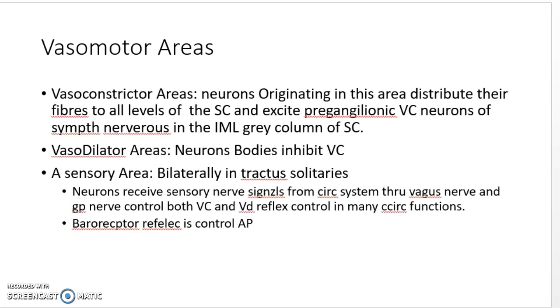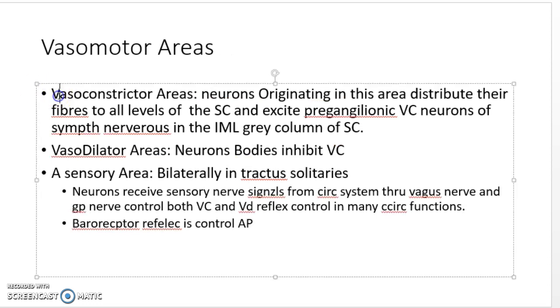The vasomotor area can be divided into three parts: vasoconstrictor, vasodilator, and of course the sensory. The sensory area receives impulses from both the glossopharyngeal and vagus nerves, and they cause both vasoconstriction and vasodilation. This is a part of the reflex control of circulatory function, because it's sensory. So remember sensory, remember reflexes from here.